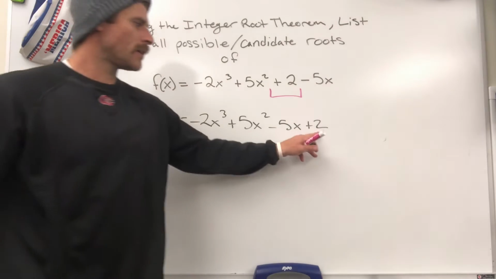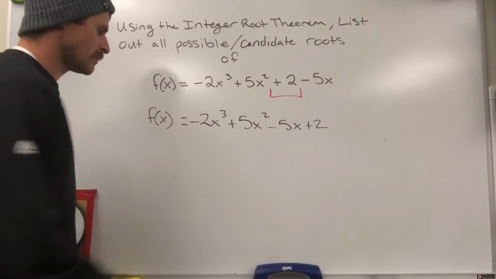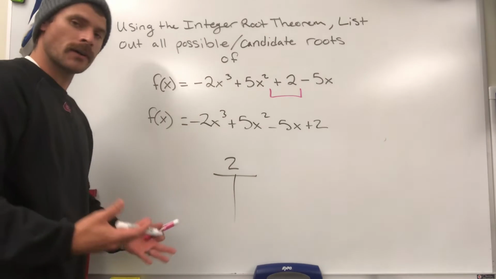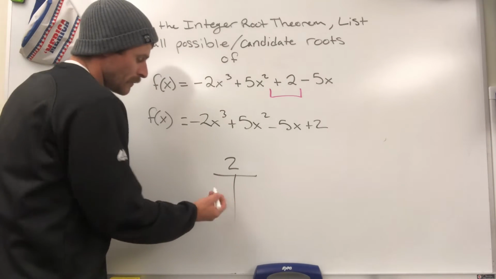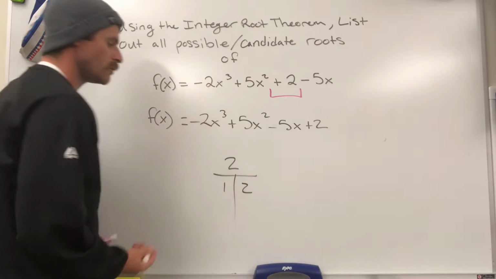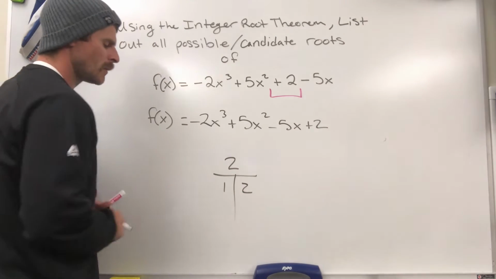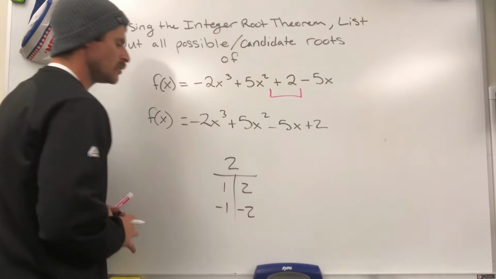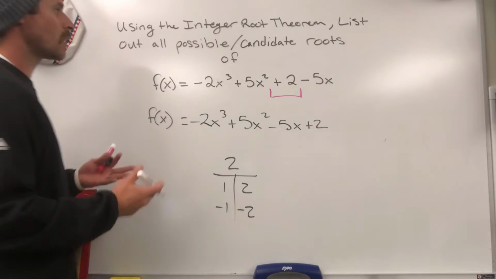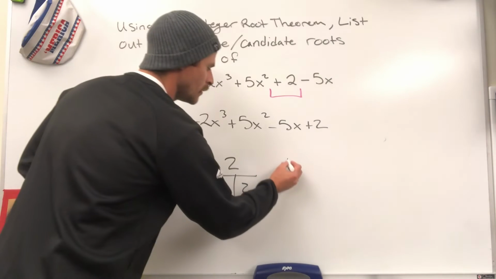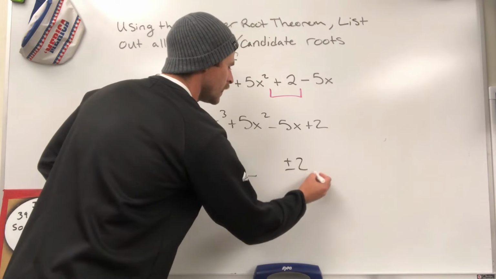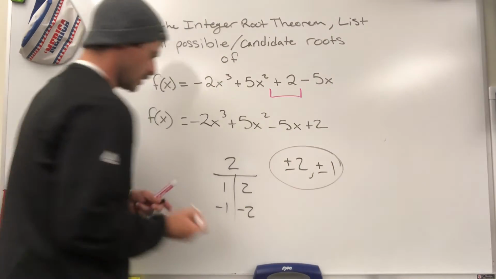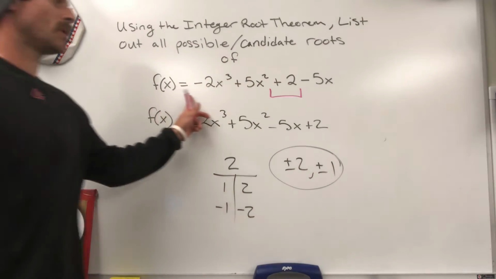All we need to do is find our factors of that constant term. So let's list out 2 down here and let's split it up, giving our factors. We know that it's a prime number, so we know that 1 and 2 are the only 2 values that can multiply together to make 2, but we also want to include the opposites because a negative 1 times a negative 2 would also give us 2. So what are our possible candidate roots here? It would be positive negative 2 and positive negative 1. These would be your integer roots for this polynomial function.